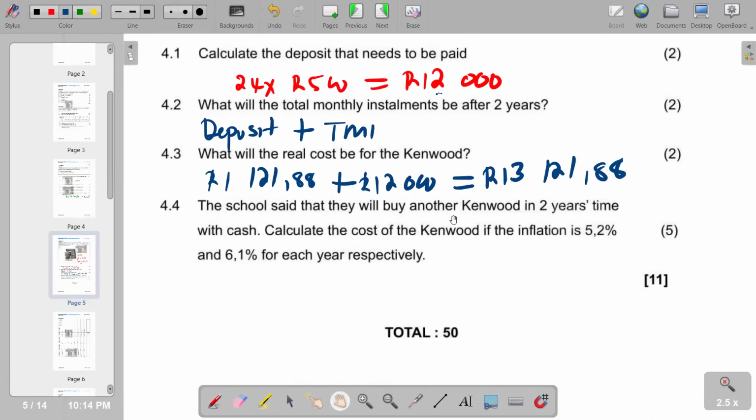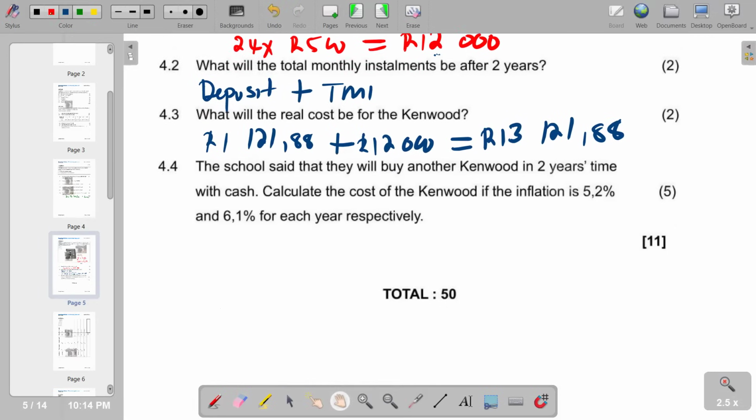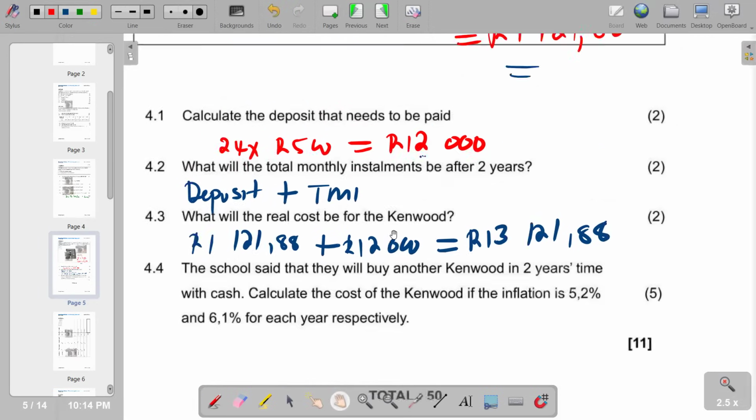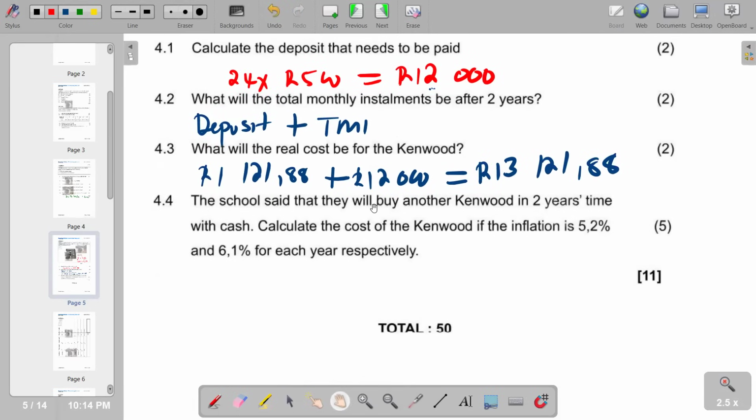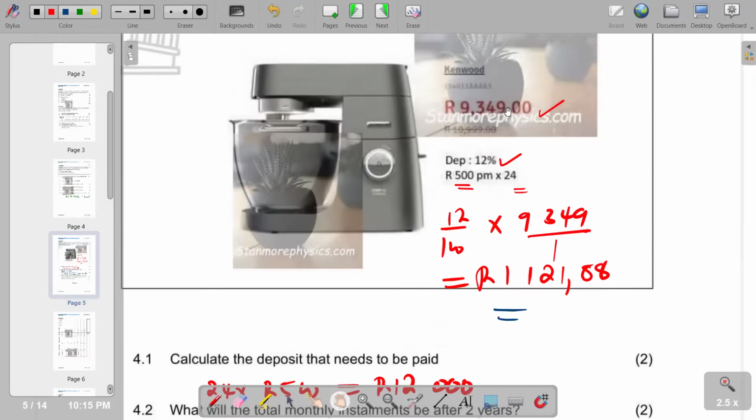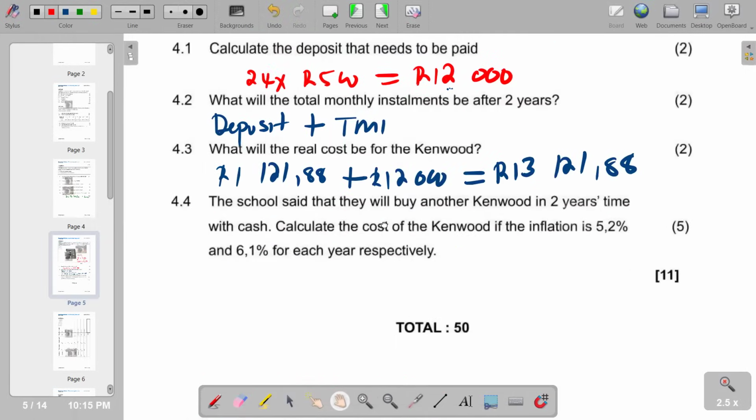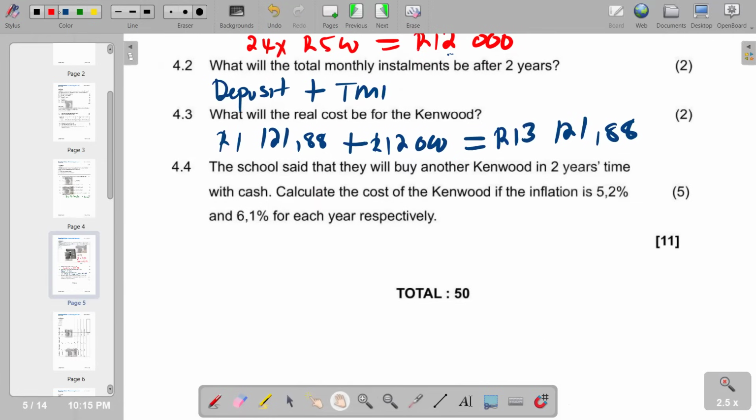The school said they will buy another Kenwood in 2 years' time. With cash, calculate the cost of the Kenwood if the inflation is 5.2% and 6.1% for each respective year. So we calculate after the first year. We know that the price we have is 9,349, as indicated here. This is the price of the Kenwood, 9,349. Then we inflate it with the inflation rate that we are given.